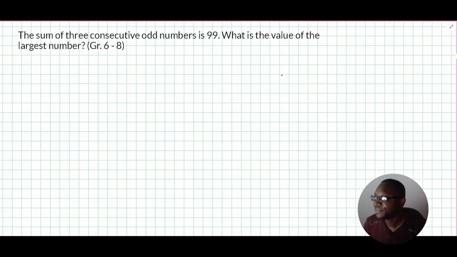All right. Another question for 6th to 8th graders. The sum of 3 consecutive odd numbers is 99. What is the value of the largest number? 6th to 8th graders. Actually, I did promise that I was going to do something else. Let's go ahead and do some fractions before we do this.